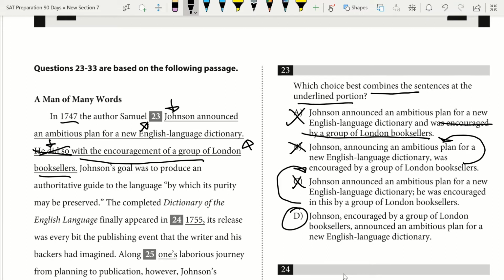D: Johnson, encouraged by a group of London booksellers. Okay, so this is showing that encouragement coming first, causing him to announce this ambitious plan for that dictionary. So that's the correct sequence of events. So question 23, it's really just testing you understanding the sequence of events. So we want what comes first to come first in that sentence. So our correct answer for 23 there will be D.